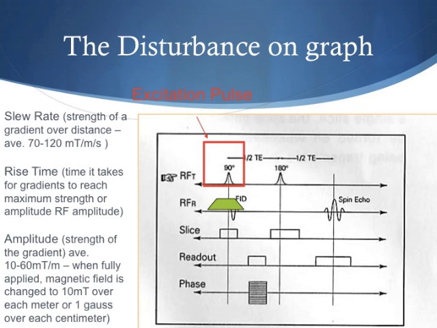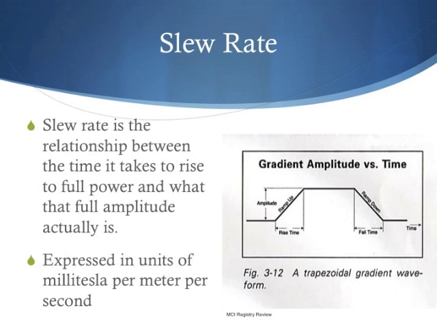So the first row on your graph stands for radio frequency transmission. The second row on your graph is radio frequency receiver. Now the reason on your previous graph that I imposed a green trapezoid under the receiver is to represent the ramping up and the ramping down of that gradient. Remember, the slew rate is a relationship between the time it takes for the full rise of the power of the gradient and the full amplitude of the gradient once it is applied.